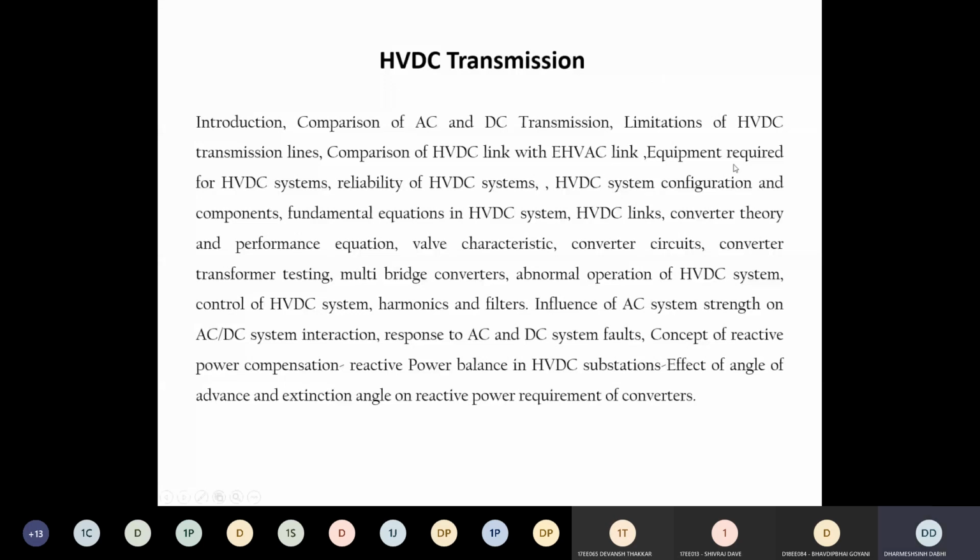Then what is the equipment required? What are the components of an HVDC system? And what are the reliability criteria of HVDC systems? What are the different configurations of an HVDC system? There are 3 basic configurations of HVDC system that we will discuss in detail. Then what are the different components, fundamental equations in HVDC systems, and HVDC links.